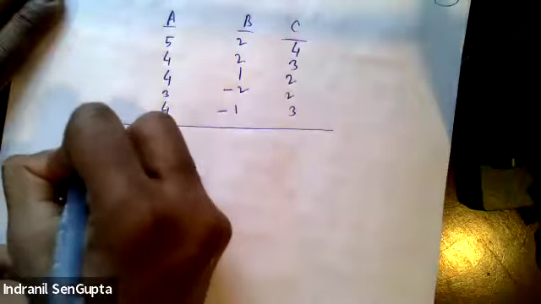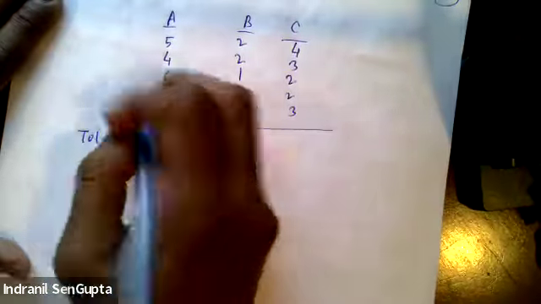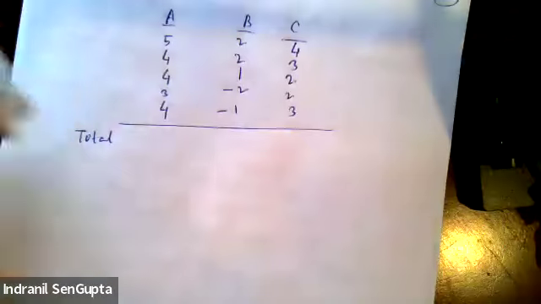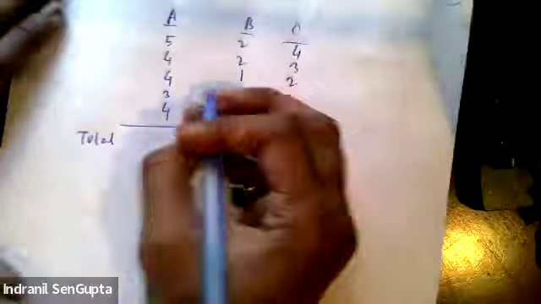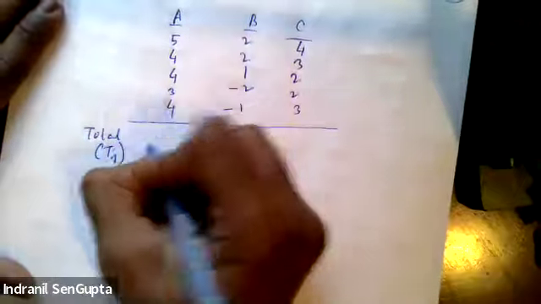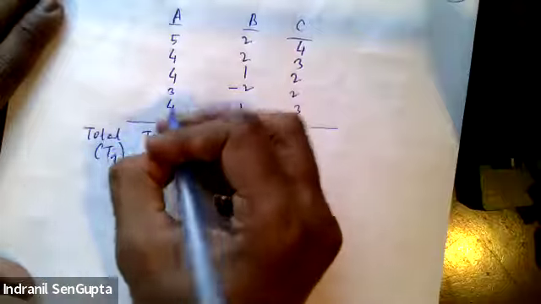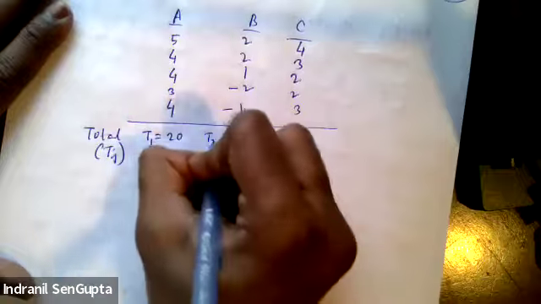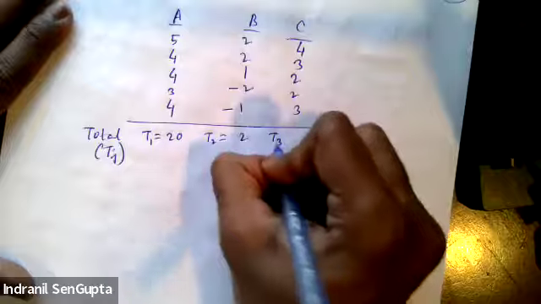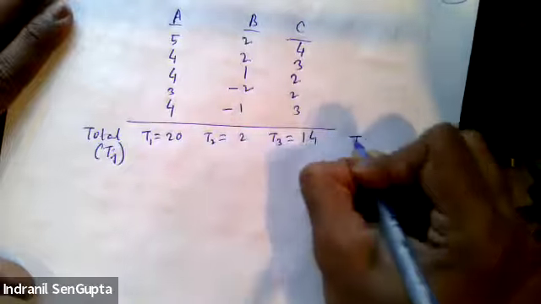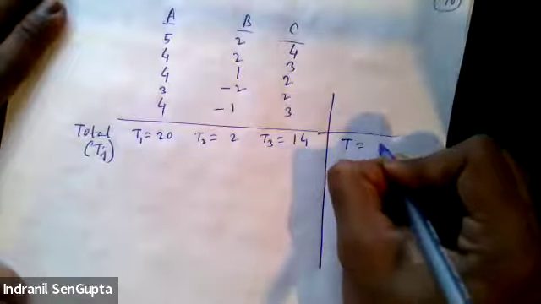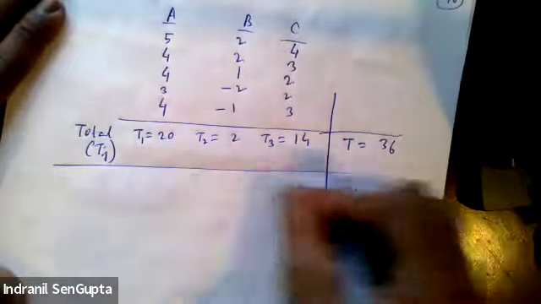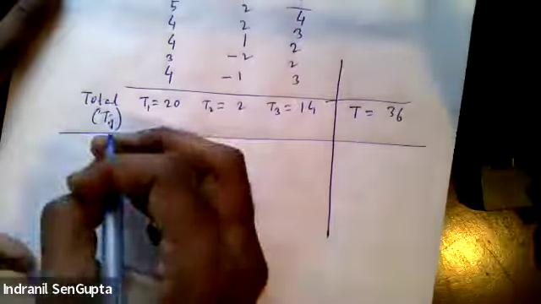So here, the totals, which we wrote as Tj. T1 is 20, T2 is 2, T3 is 14. So T, the grand total, is 36. I'll write it in short now.